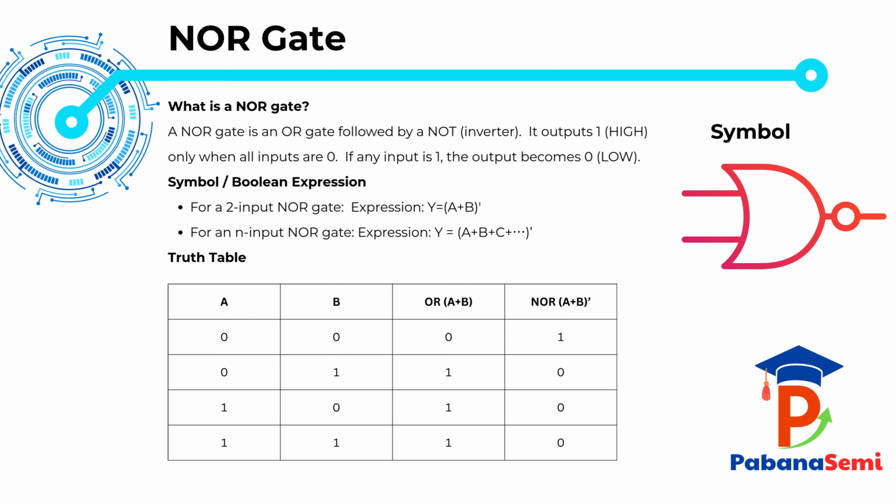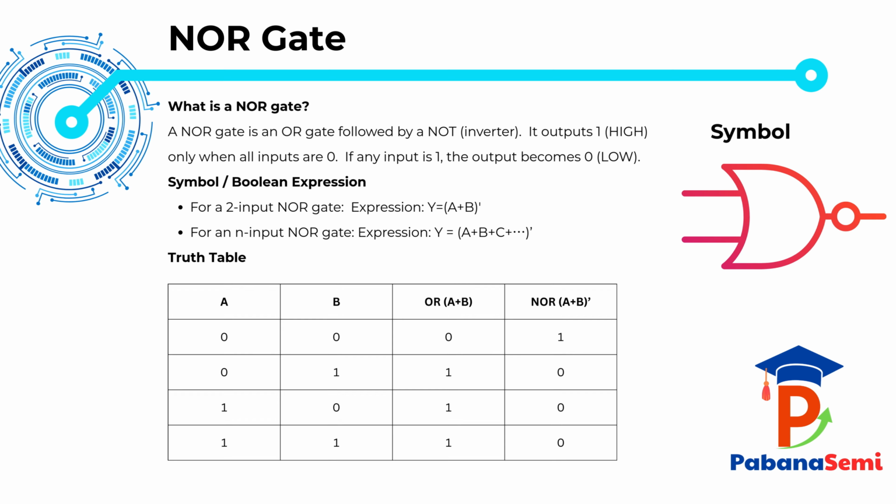Now verify this using the truth table. When a and b are 0 and 0, the OR result is 0, and after inversion, the NOR output becomes 1. When inputs are 0 and 1, OR is 1, so NOR becomes 0. When inputs are 1 and 0, OR is 1, so NOR is again 0. And when both are 1, OR is 1, so the NOR output stays 0.